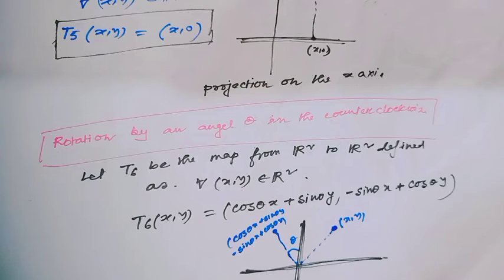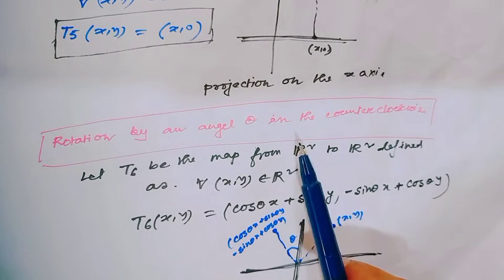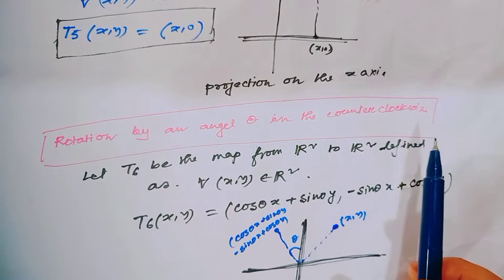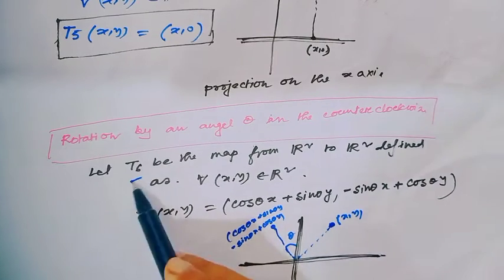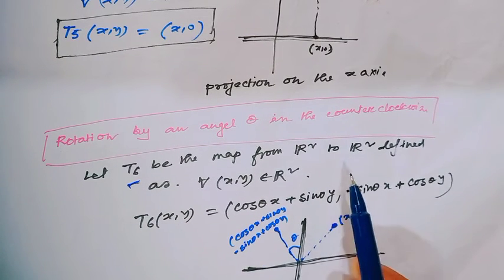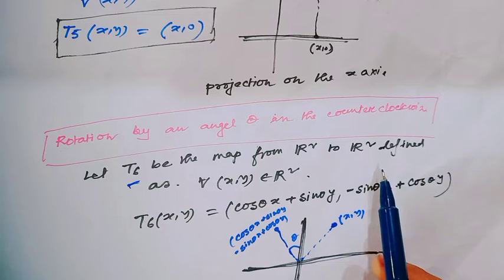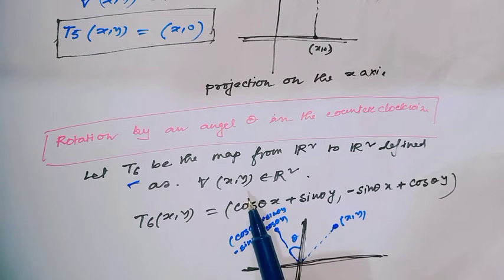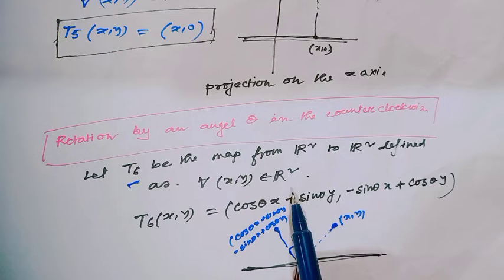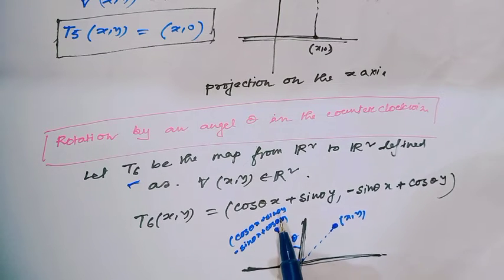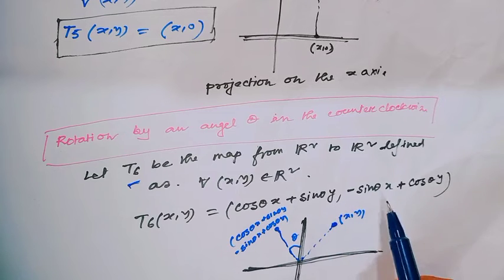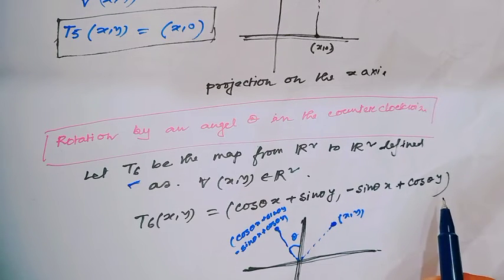Are you getting? Now I will see another type of linear transformation, rotation by an angle theta in the counterclockwise direction, and the mapping is denoted as T6, which is the mapping from R2 to R2, defined as for all (x, y) belongs to R2, T6 of (x, y) equals (cos theta x plus sin theta y, minus sin theta x plus cos theta y).